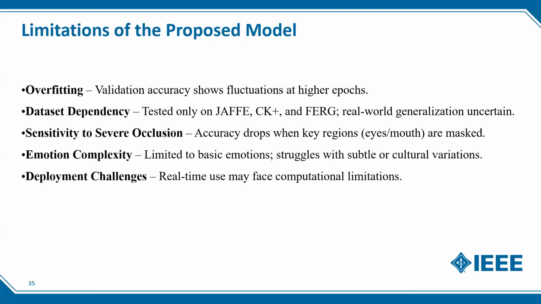Anyway, all the models have their own advantages and disadvantages, but I will focus on the limitations so that some people can work on them. One limitation is overfitting: validation accuracy shows fluctuations at higher epochs. Dataset dependency: it was tested only on these 4 datasets. It is also sensitive to severe occlusion. Accuracy drops when key regions are masked, for example, when the eyes or mouth are masked, the performance decreases.